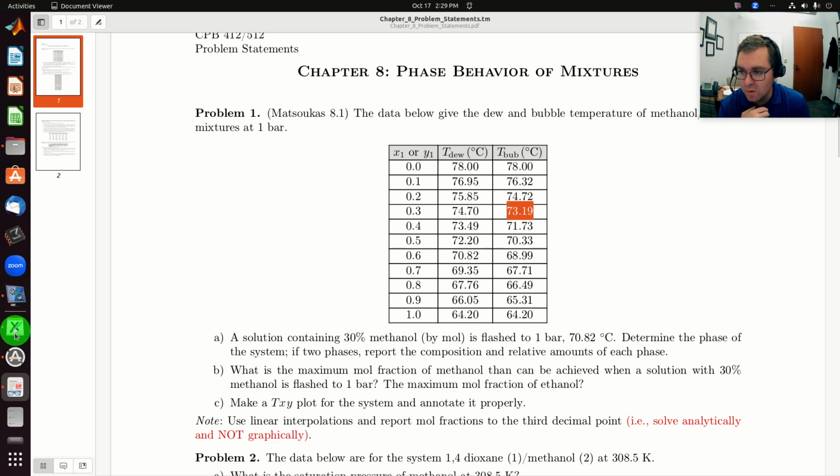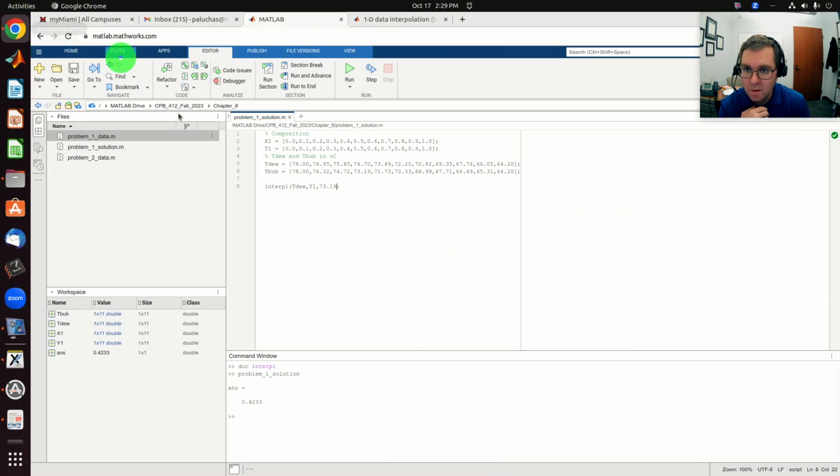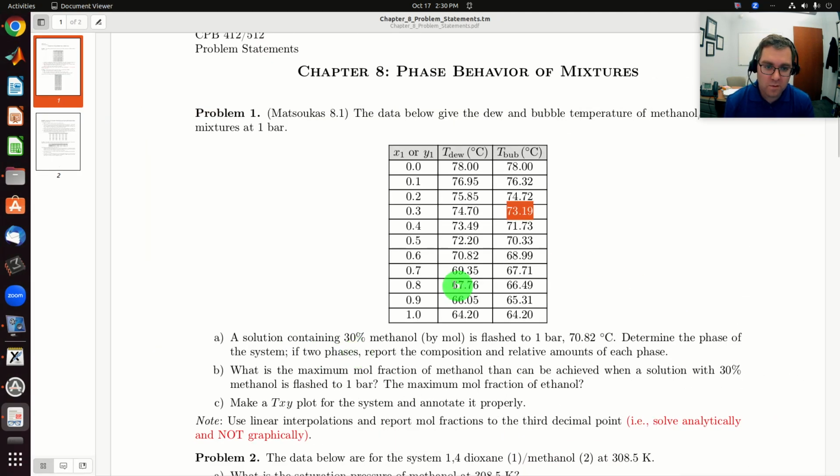Remember, this is essentially my independent variable, my dependent variable, and then the value of my independent variable at which I want to estimate the value of my dependent variable. So x, y, and then there's my x value I want to estimate at. I would assign this to a variable, but I blame my screen recorder, and that's that. Cool. So I get 0.4233, and so that's B.